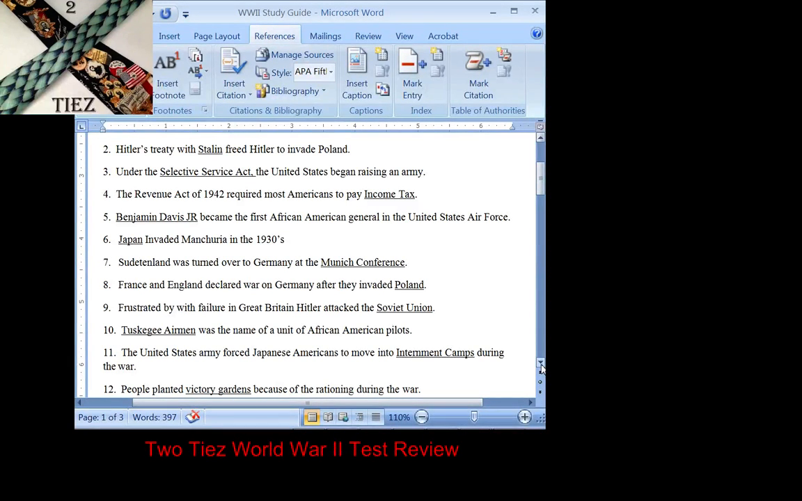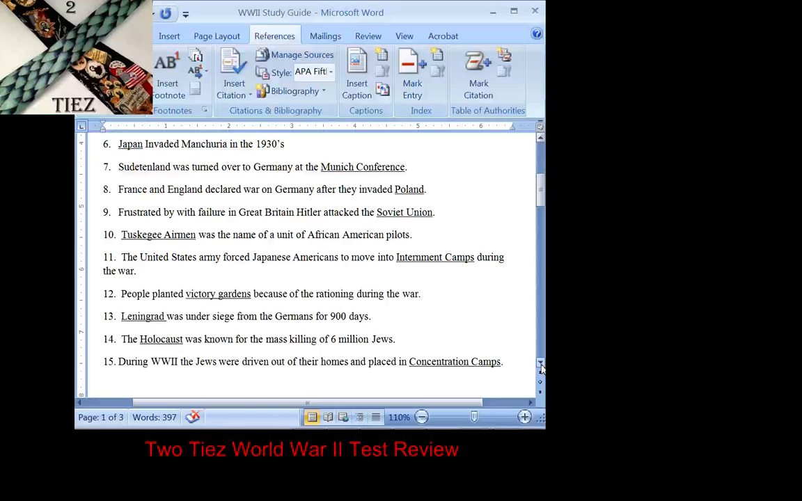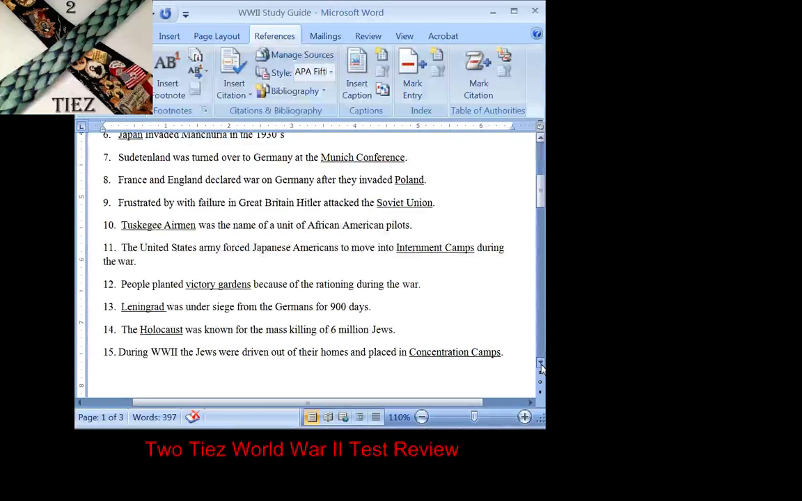The answer being Poland. Frustrated with the failure in Great Britain, Hitler attacked the Soviet Union. Tuskegee Airmen was the name of the unit of African American pilots. The United States Army forced Japanese Americans to move into internment camps during the war. People planted victory gardens because of the rationing during the war. Leningrad was under siege from the Germans for 900 days. The Holocaust was known for the mass killing of 6 million Jews. During World War II, the Jews were driven out of their homes and placed in concentration camps.